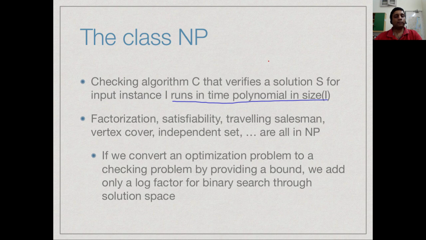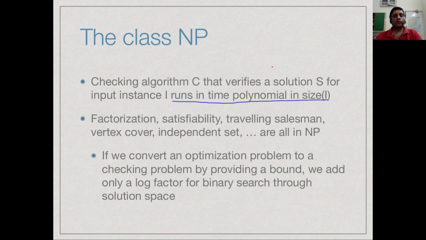Factorization is in NP because given two factors we can multiply them efficiently to get the answer that we want and check. Satisfiability again, because we just have to take the assignment of true and false to the formula variables and verify whether the formula evaluates to true after that. Again, traveling salesman, the bounded version: we can take a given path, check it is a simple cycle, add up the weights and verify that the bound is satisfied. Likewise, vertex cover and independent set. So these are all in NP because the solution can be validated efficiently with respect to the input size.